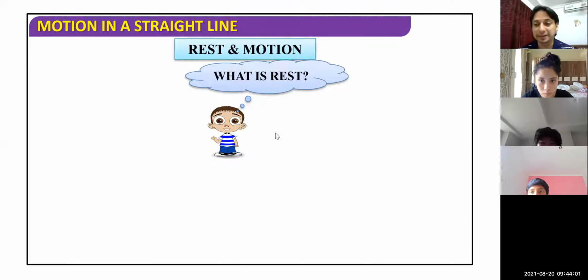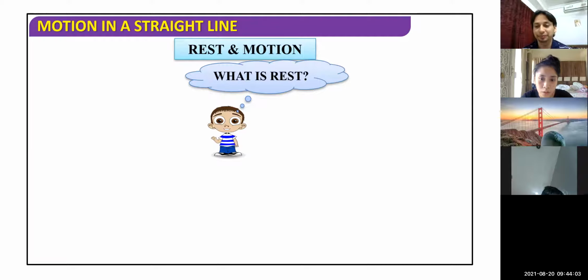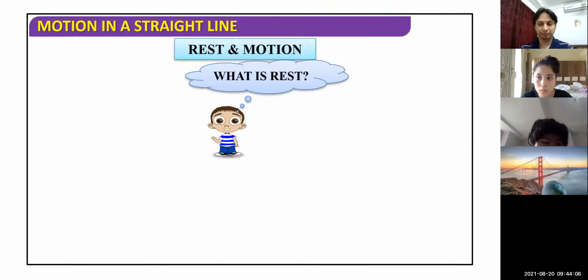What is rest? An object is not moving, or any object is stationary, and no force is acting on it. The object is not moving and is fixed. When an object is stationary and no force is acting upon it to make it move. Some students are saying when there is no force acting on an object. Some are saying when the object is at rest. Some are saying that when the object doesn't change its position.